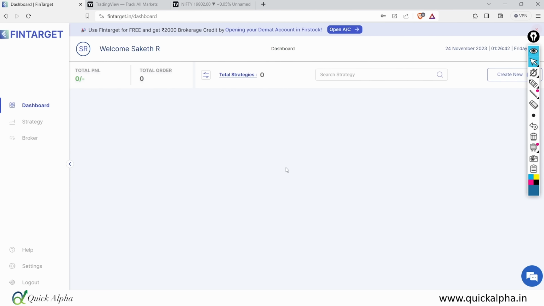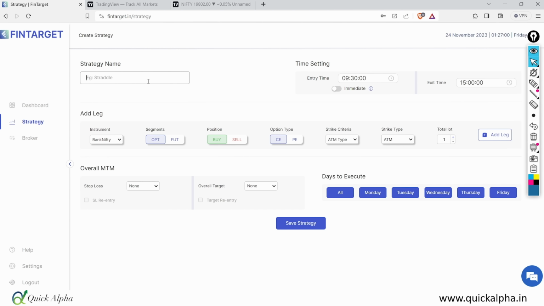While we build this strategy, I'm also going to show you how you can easily automate it side by side. It is just going to take you a few minutes. So I'm just going to go to fintarget.in. Right over here, I have logged in, and it's a free to use automation tool. Here I'm going to click on create new and I'm going to name this Nifty buying setup.